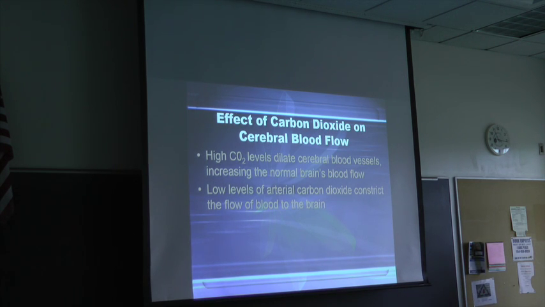All right, what is the effect of carbon dioxide on cerebral blood flow? High CO2 levels dilate cerebral blood vessels, and this increases the normal blood flow to the brain. Low levels of arterial carbon dioxide constrict the flow of blood to the brain. Can you explain this a little bit?